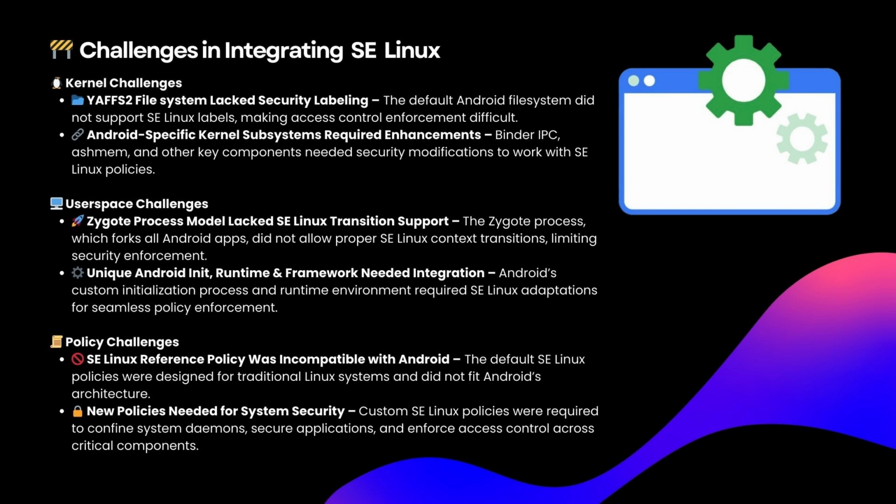User space challenges. Zygote process model lacked SELinux transition support. The Zygote process, which is responsible for forking all Android apps, didn't allow for proper SELinux context transitions. This meant that when new apps were launched, they couldn't inherit the correct security context, limiting the enforcement of SELinux policies.